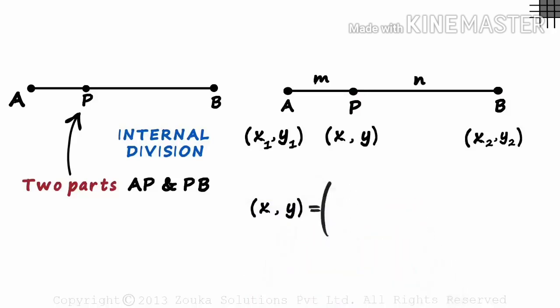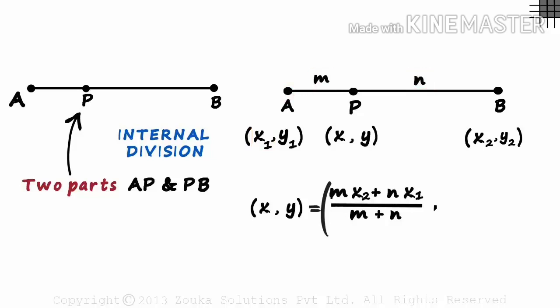So this is how the internal division formula goes. Looks really complicated at first, but in actual fact is very simple. The x coordinate of point P equals m multiplied by x2, which is the x coordinate of point B, plus n multiplied by x1, the x coordinate of point A. And we divide this entire thing by the sum of m and n. What we just found out is the x coordinate of point P. It is this multiplied by the x coordinate of this point plus this multiplied by the x coordinate of this point divided by the sum of m and n.